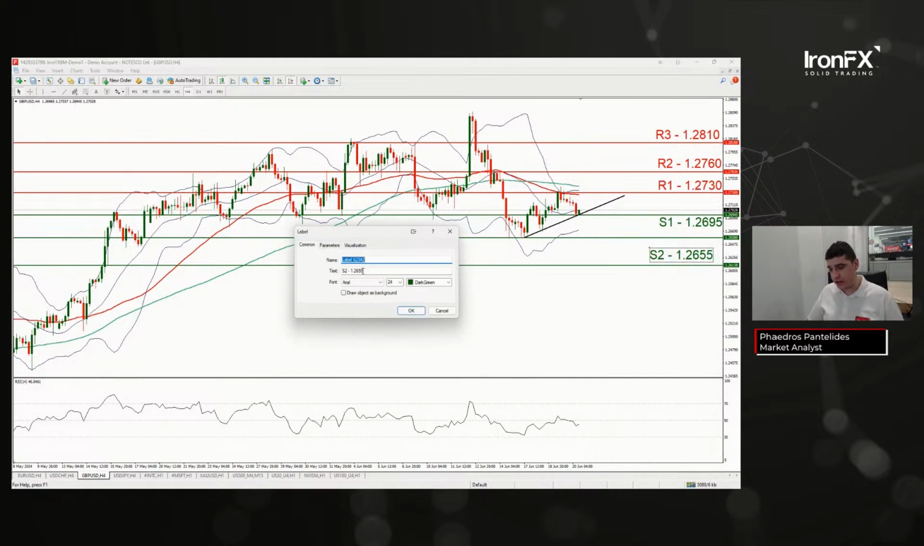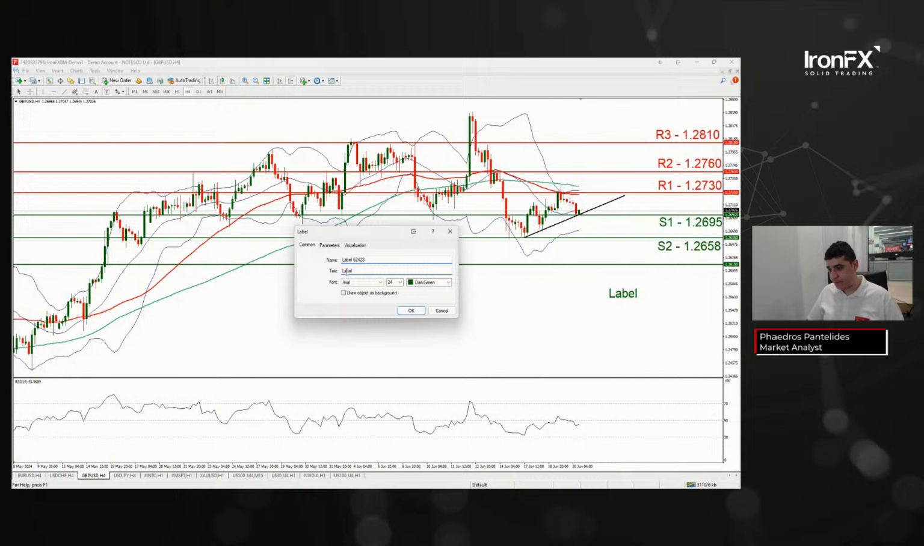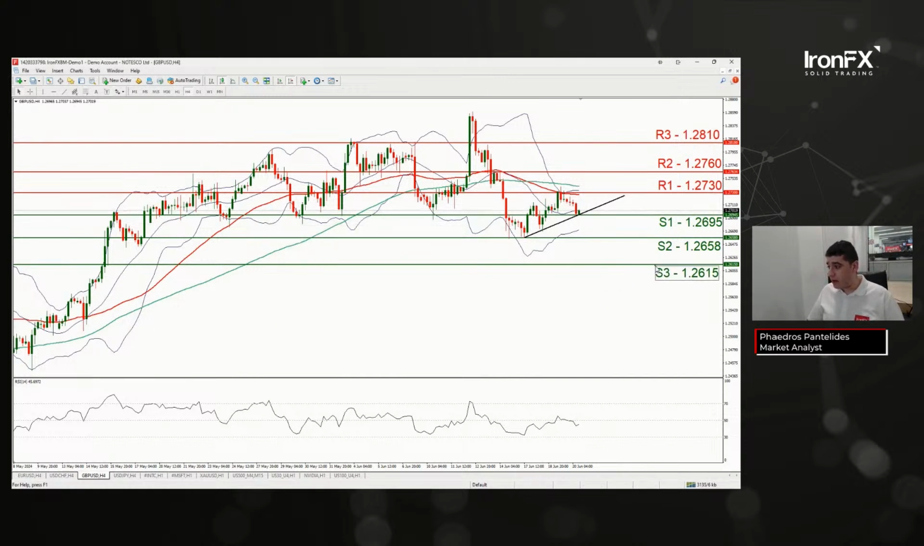And we need to readjust our support table as well. For S3, we would be keeping 1.2615, but once again, that's still valid, so that's okay. S3, 1.2615. So that is my S3 support line. So we have our S1, S2, S3, and then our resistance levels.